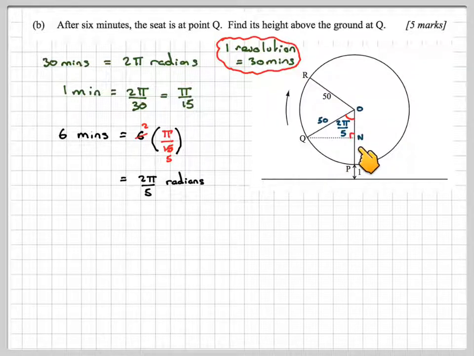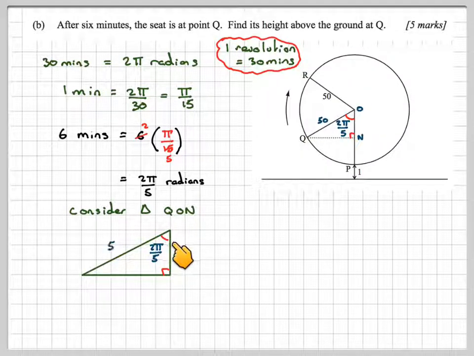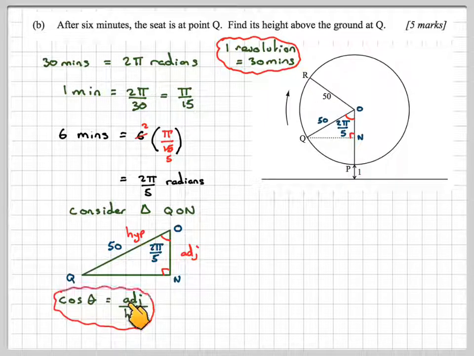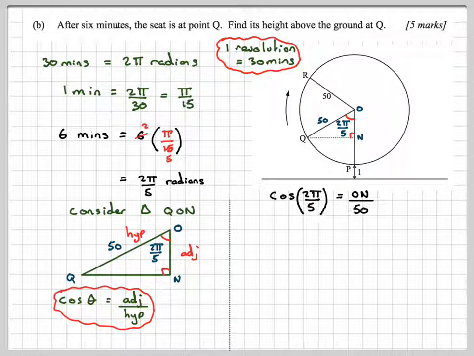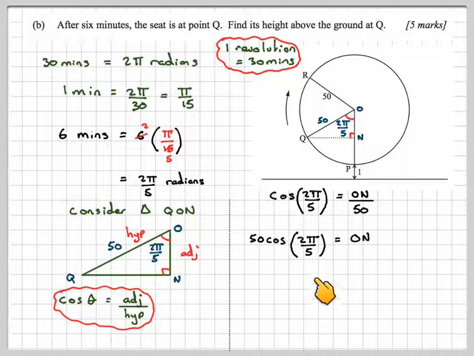If we draw this one here, we get a right angle triangle, and what we can do, we can calculate this height, this distance here, and then take it away from 51. So consider triangle QON. This is 2 pi by 5, this is a right angle, this is 50. A little bit of right angle trigonometry, adjacent over hypotenuse, because we want to find this distance. Cos theta is adjacent over hypotenuse. Therefore cos of 2 pi by 5 is equal to ON over 50. And therefore ON will be 50 cos 2 pi by 5.